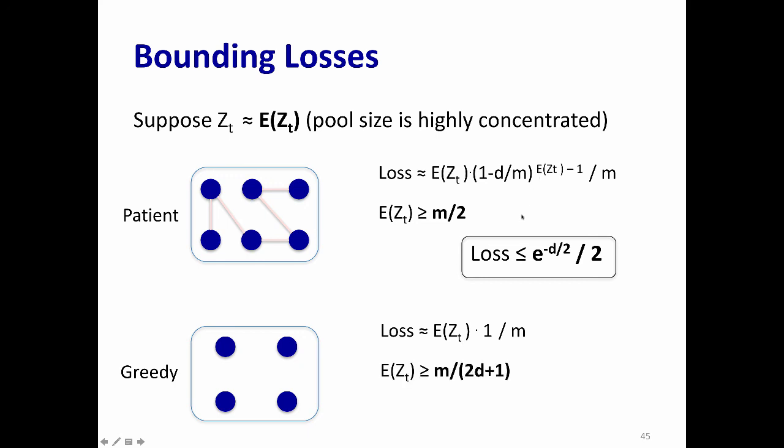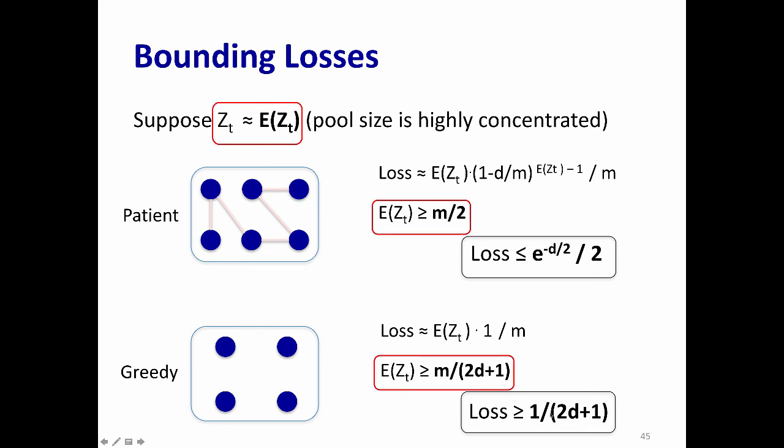Now, in the next step, I'm going to show that the pool size under the greedy algorithm is at least m over 2d plus 1. And then if you plug this bound into this equation, you can see that the loss of the greedy algorithm is at least 1 over 2d plus 1.